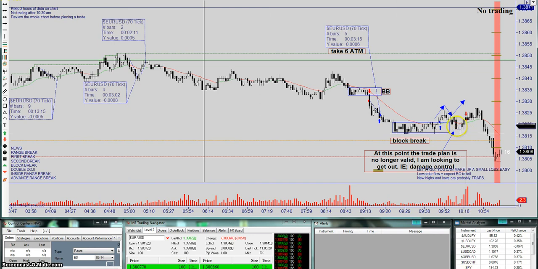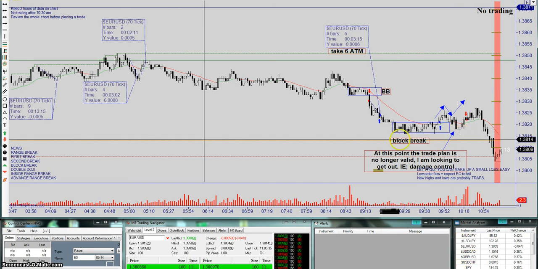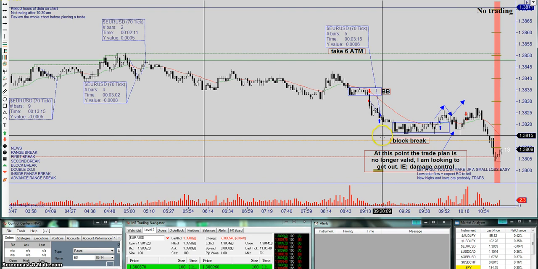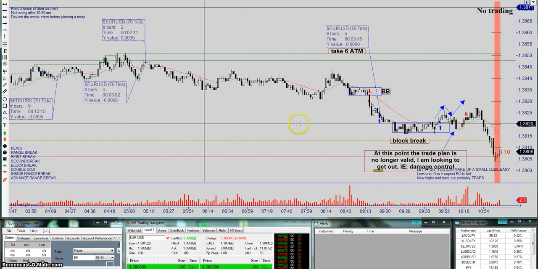So from that point, I'm now looking to exit the trade doing as little damage to my account as possible. I'm no longer looking for a stop. My protective stop was right here. It actually came down and kind of teeter-tottered right on my stop, but didn't get filled, which is a good thing. It went back up. So at this point, I'm now looking to get out.